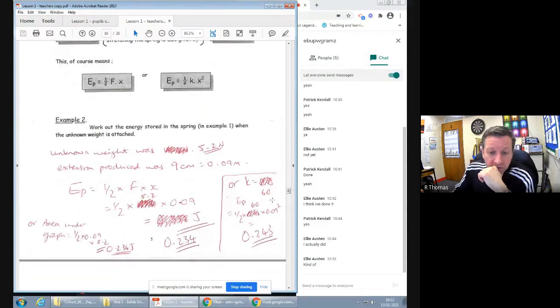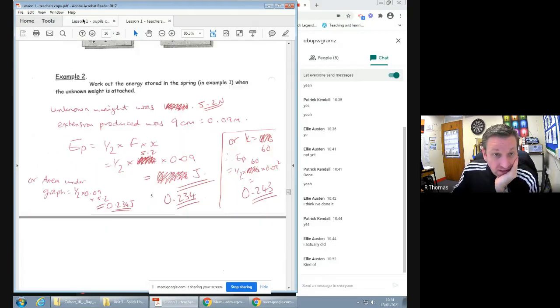And then the last example, excuse my scribbles, I would have asked you to have done, but I'm not going to, is work out the energy stored in that very first example that you didn't have in your pack, when the unknown weight was attached. And if you remember, we worked out the unknown weight was 5.2 newtons, and the extension it produced was 9 centimeters. So I could have used either a half fx or a half kx squared or the area under the graph, and it came out as 0.23 joules.